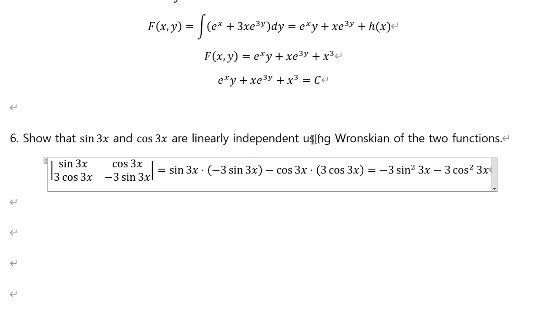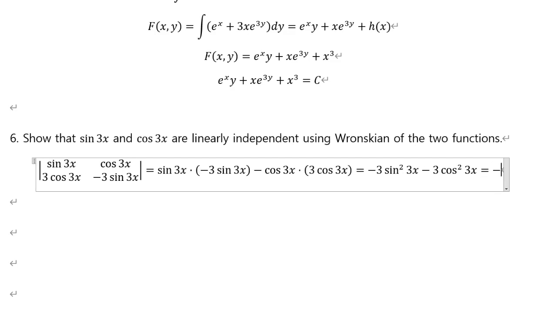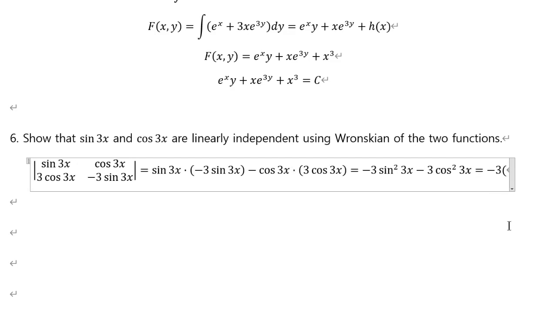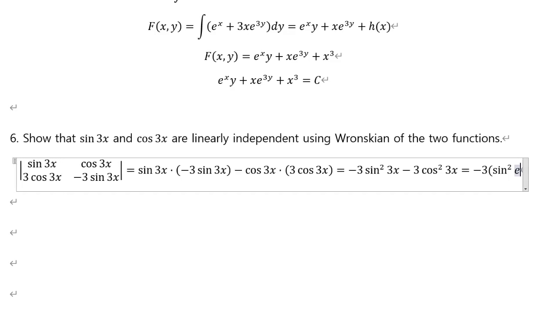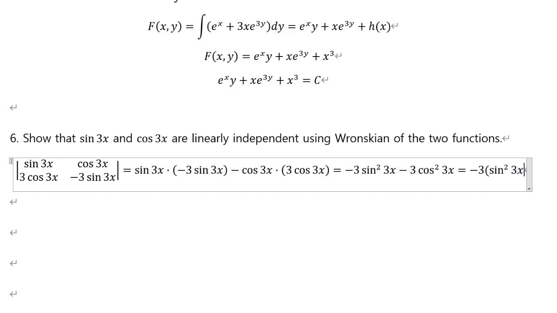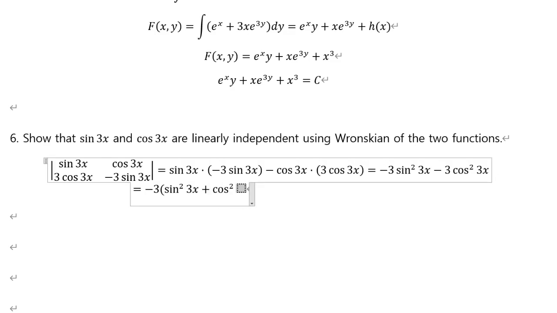And to show that it's linearly independent, you have to show that this is never 0. But it's hard to see why this is never 0, right? And so you need to do one more step, which is to factor the negative 3 out and see that the resulting formula is sine squared 3x plus cosine squared 3x. And we know that sine squared plus cosine squared is 1. It's always 1 as long as these two angles are the same, right? So you end up with negative 3 times 1. That's equal to negative 3.